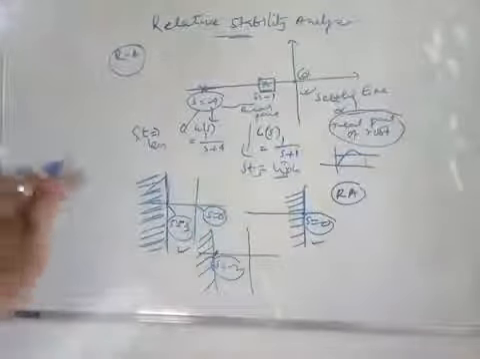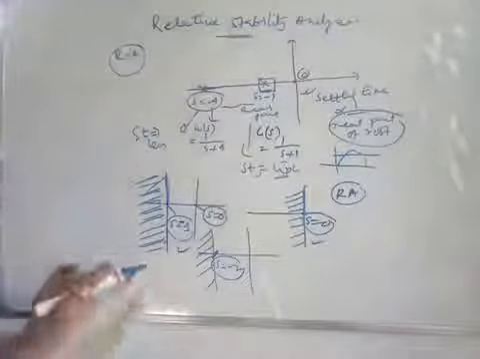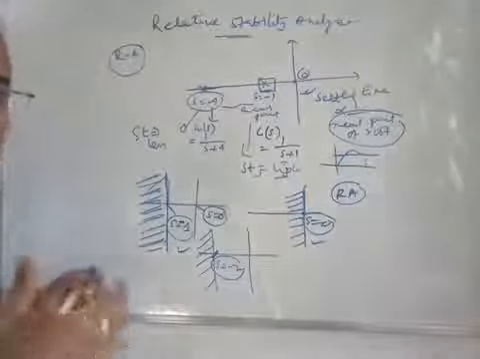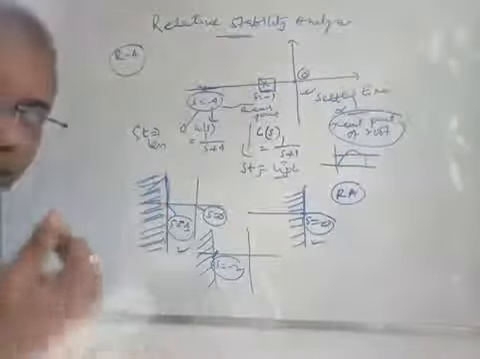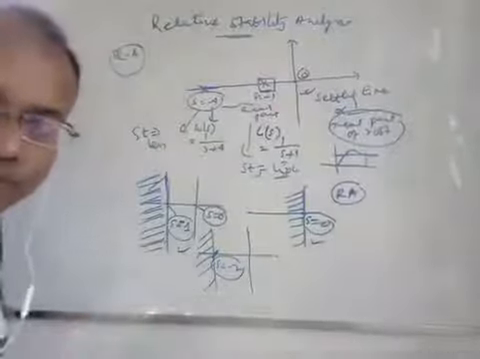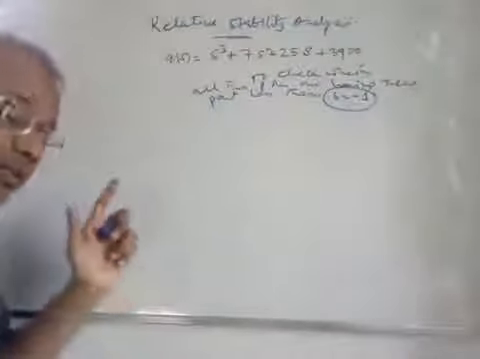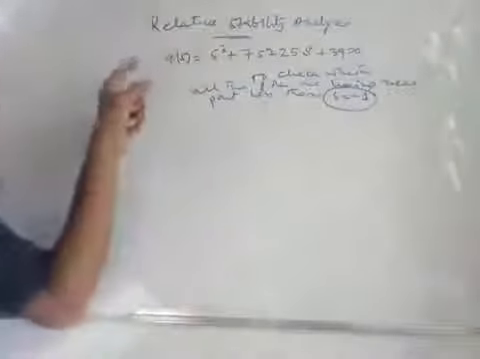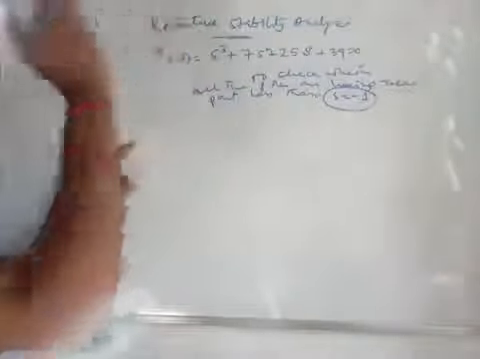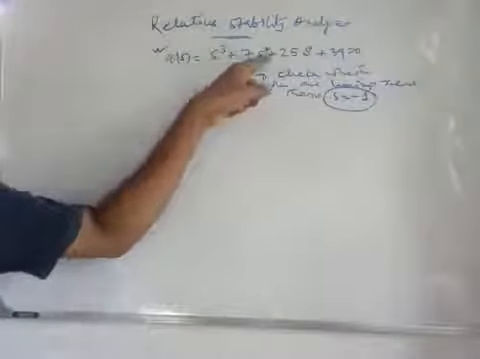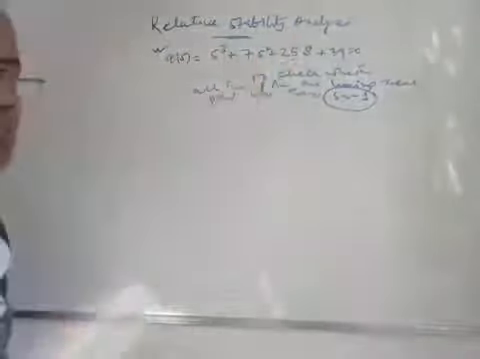By using the Routh array, how this relative stability can be analyzed, we will take one example and see how it is achieved. To study the relative stability analysis, we have considered one system with a third order characteristic equation, s cubed plus 7s squared plus 25s plus 39 equal to 0.